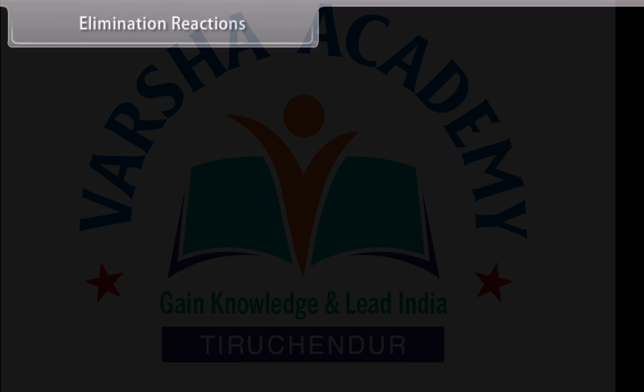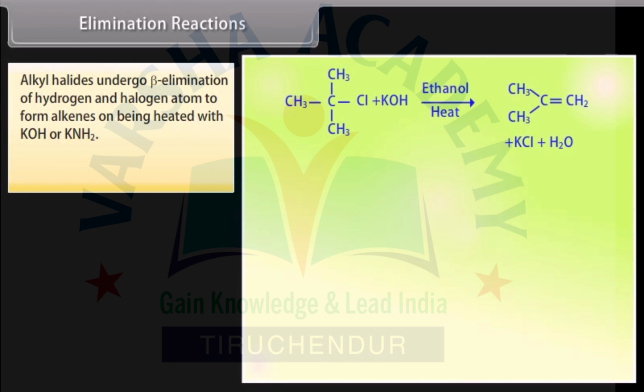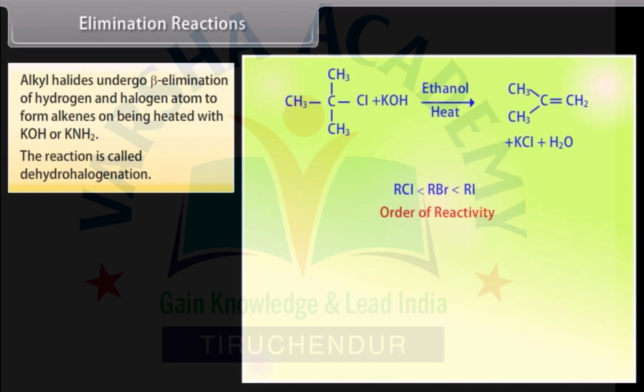Elimination reactions. Alkyl halides undergo beta elimination of hydrogen and halogen atom to form alkenes on being heated with KOH or KNH2. The reaction is called dehydrohalogenation.